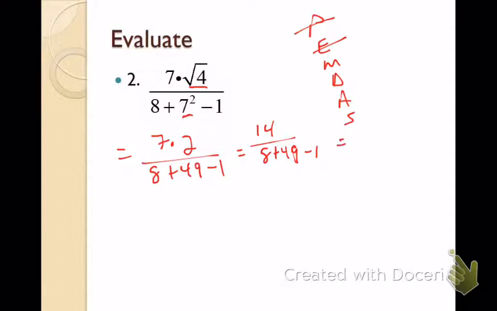In the denominator, we have addition and subtraction. Now remember, you have to go left to right. So 8 plus 49 is 57. 57 minus 1 is 56. Now we have 14 over 56, where we can divide that out if we wanted to, but more often we're going to want to just simplify these fractions and get 1 over 4. So be careful. If you need to, do one step at a time and just rewrite.